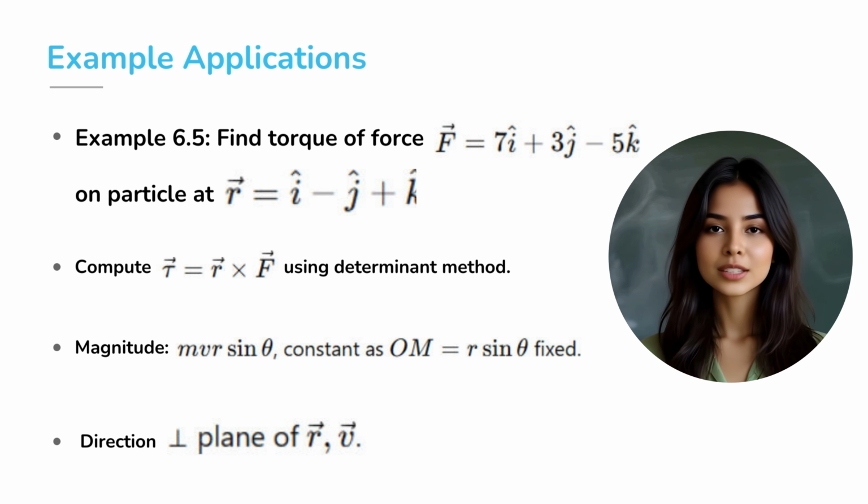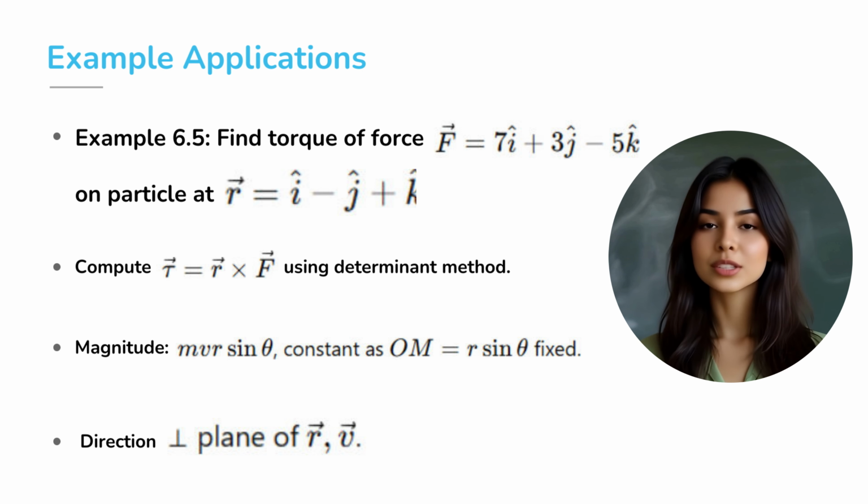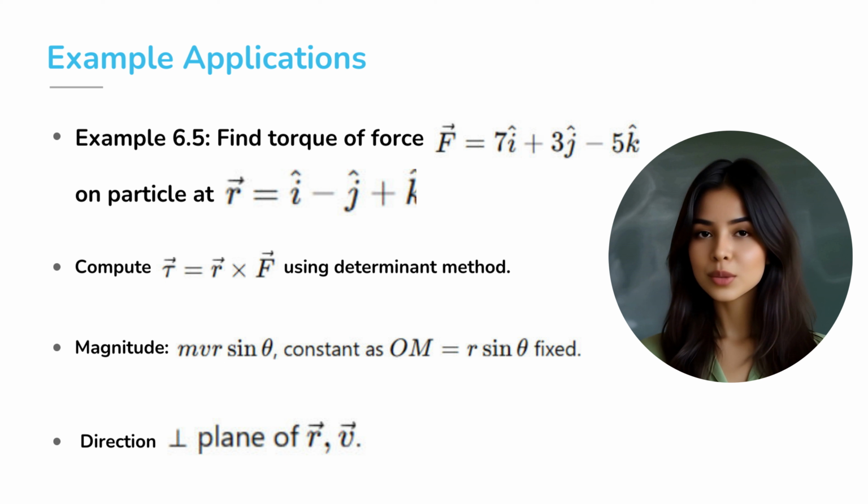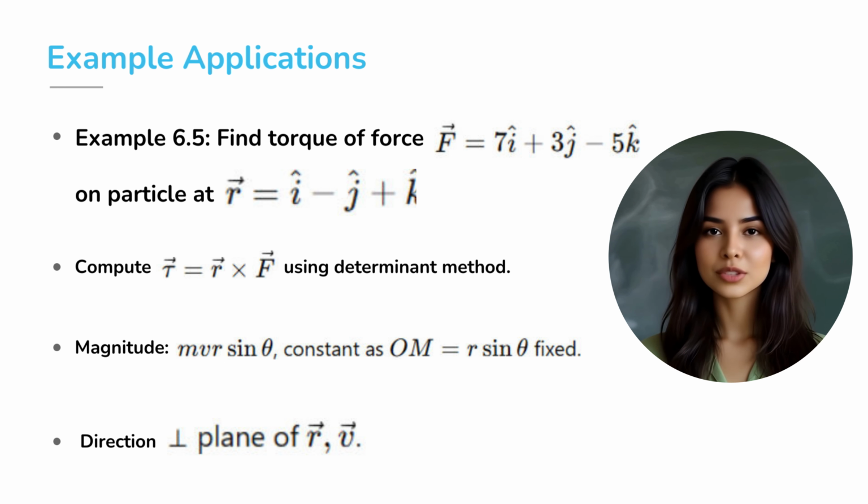Using the determinant method, we compute the vector components to find tau. Example 6.6. Show that a particle moving with constant velocity has constant angular momentum about any point. Here, L equals r cross mv. Its magnitude equals mv times r sine theta, which remains fixed since the perpendicular distance is constant. The direction is perpendicular to both r and v. So angular momentum is conserved. These examples prove torque and angular momentum are not abstract. They are measurable and calculable in real systems.